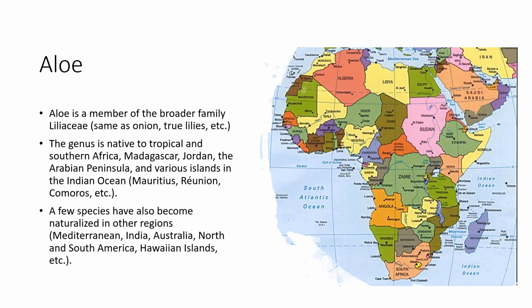A few species have also become naturalized in other regions of the world, including the Mediterranean, India, Australia, North and South America, and the Hawaiian Islands. Anywhere where they have a year without frost, or barely any frost, aloes can survive. They don't like frost, but sometimes a light frost may not kill them, especially in protected areas.